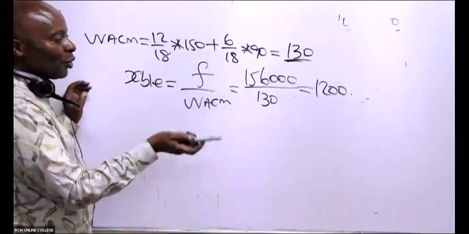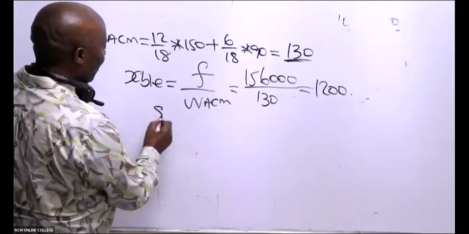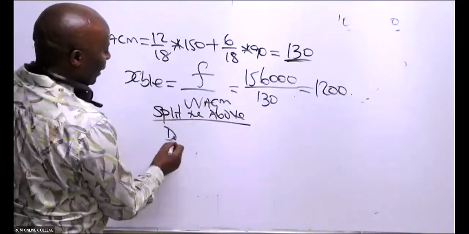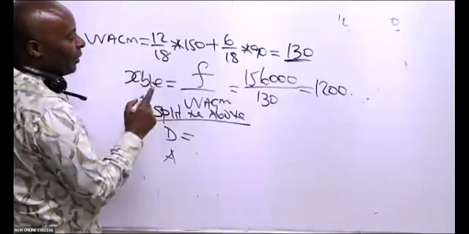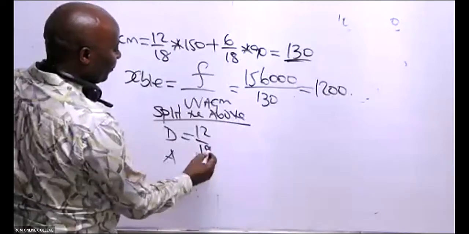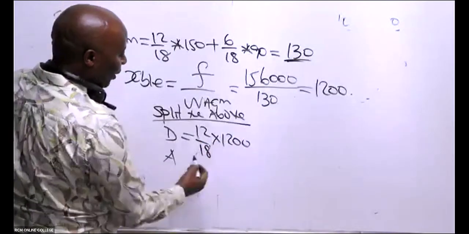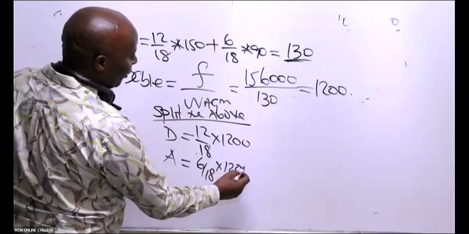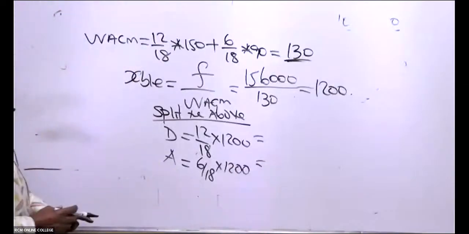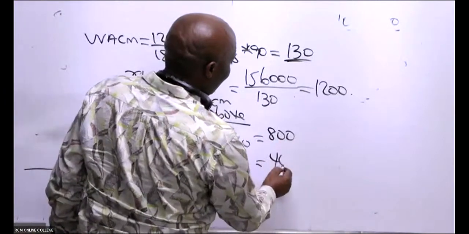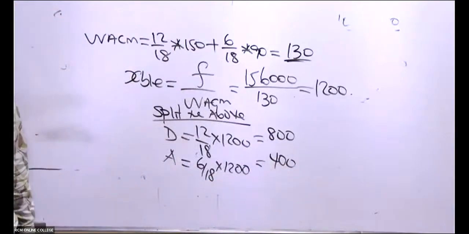We have units of D and units of what here? Split the above. So we have here D, we have A. So D, remember, we shall use this criteria, the proportions. So 12/18 times 1200. A is 6/18 times what here? 1200. So are we able to get this? 800 and 400.